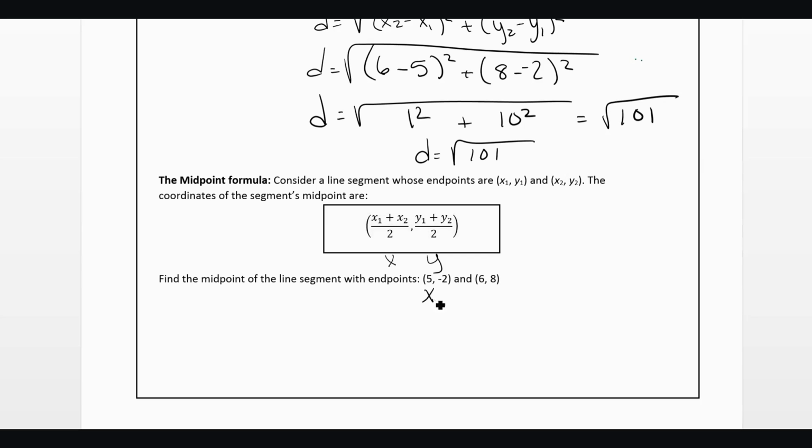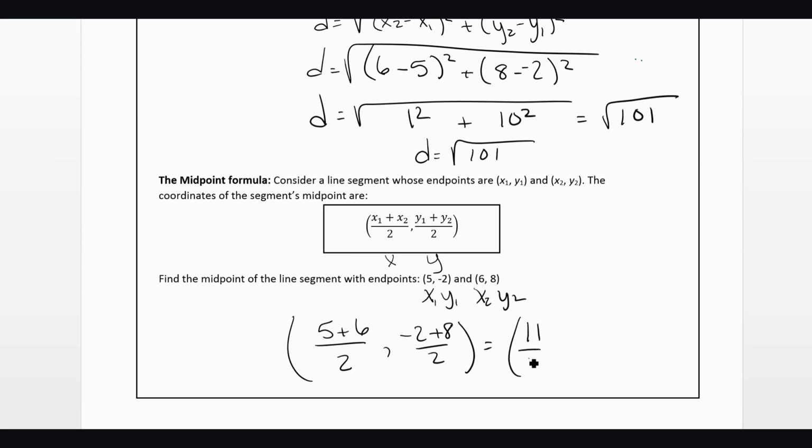So this is our x1, y1, x2, y2. We're going to take 5 plus 6 over 2, and our y-coordinate will be negative 2 plus 8 over 2. So we get 11 halves, comma, this would be 6 over 2, which is 3. So our midpoint would be the point 11 halves and 3.